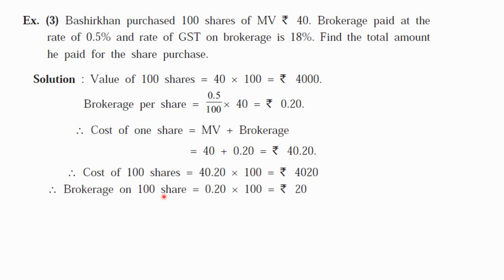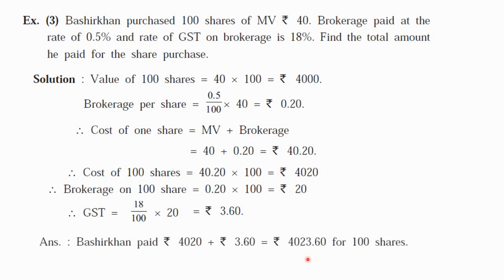Brokerage on 100 shares will be 0.20 into 100, and that is rupees 20. GST is nothing but 18% on the brokerage, so that is 18 upon 100 into 20, that will give you rupees 3.60. So GST is rupees 3.60. Hence, Bashir Khan paid rupees 4,020 plus the GST, that is 3.60, and in total 4,023.60 for 100 shares.